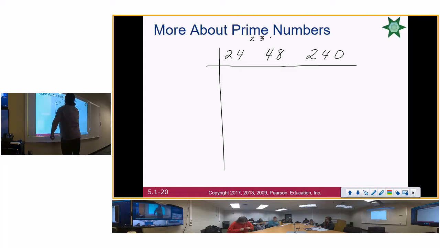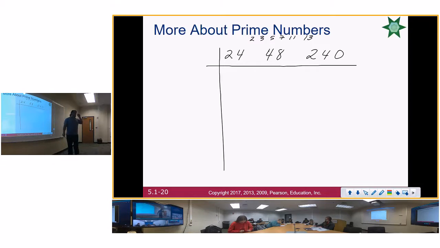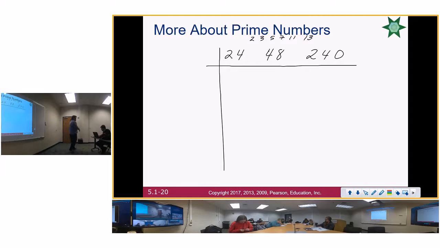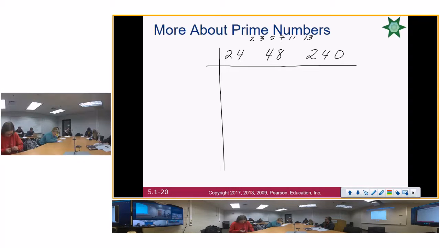Two, 3, 5, 7, 11, and sometimes 13. Find the least common multiple and greatest common divisor. Give you about 30 seconds.